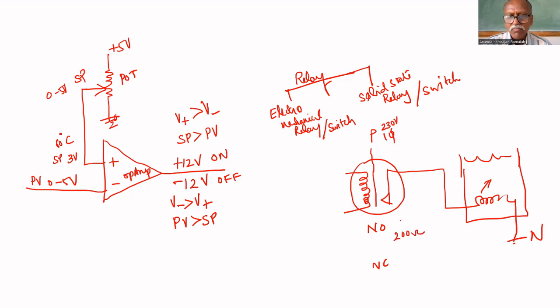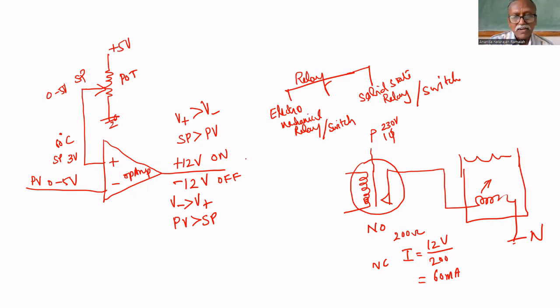This coil has a resistance of 200 ohm. Therefore, the coil requires current equal to 12 volt divided by 200 ohm. That is equal to 60 milliampere. The op-amp cannot source that much current. That's why you cannot connect directly. So you have to put an amplifier in between the two.